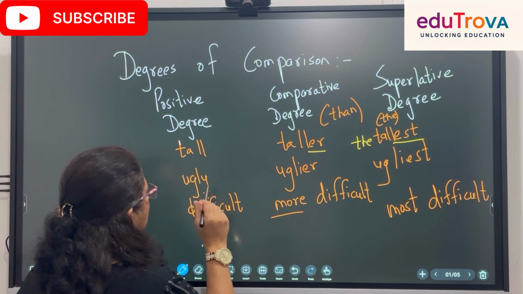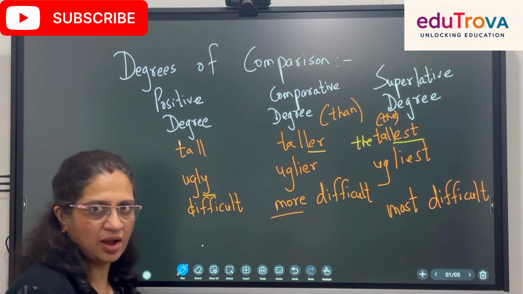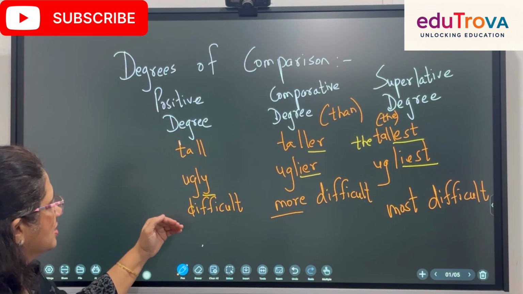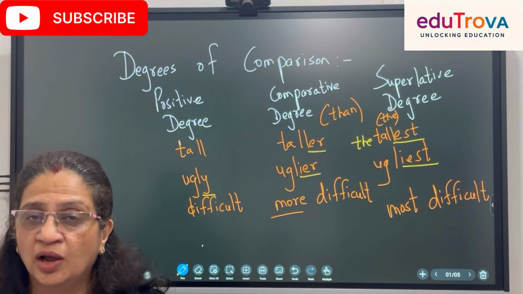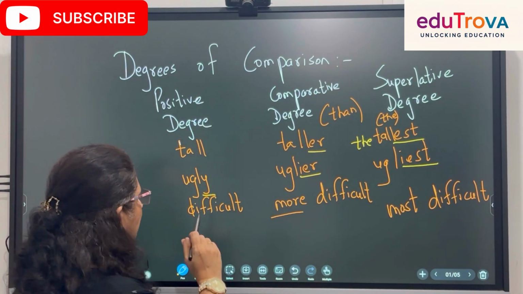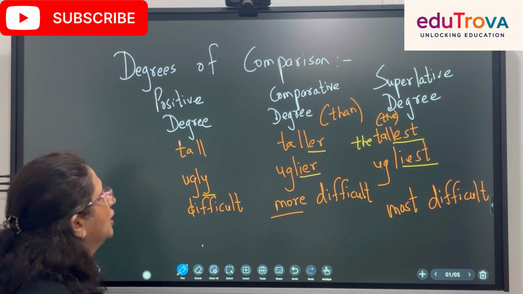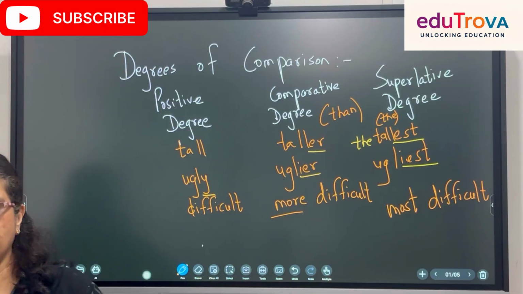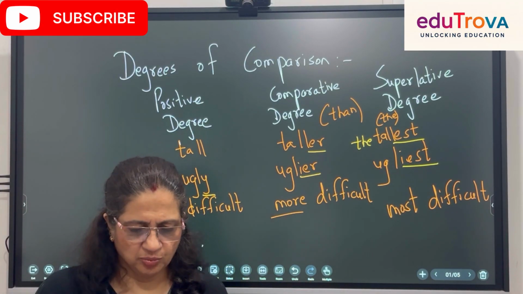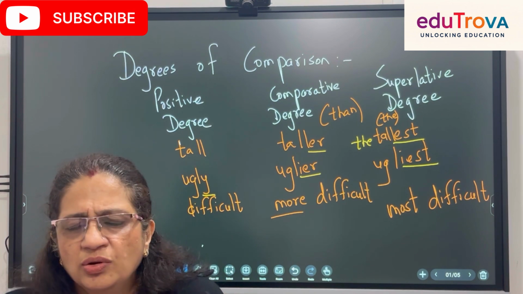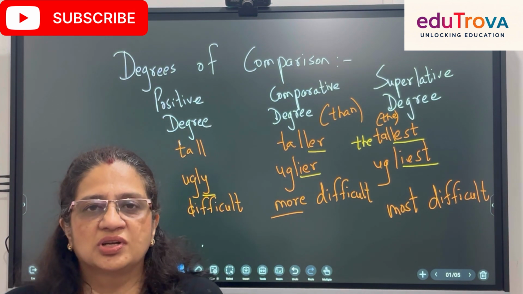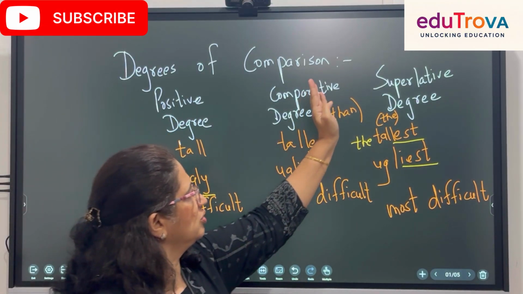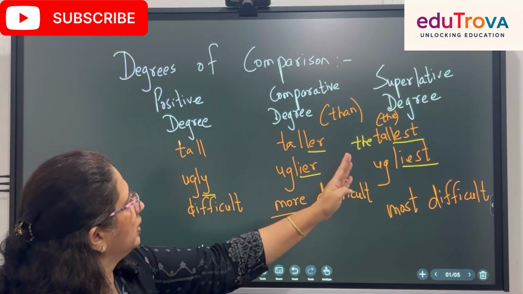Ugly: when the adjective ends with Y, I'm going to remove the Y and add IER and IEST. The third one, some adjectives we don't add ER or IER, we add more or most. So difficult, more difficult, most difficult. This is the primary base of changing degrees of comparison. This topic you must have studied in grade 4. Today we are not going to study more about it, but we are going to study how to interchange degrees of comparison from positive to comparative, comparative to superlative, superlative to positive, superlative to comparative.